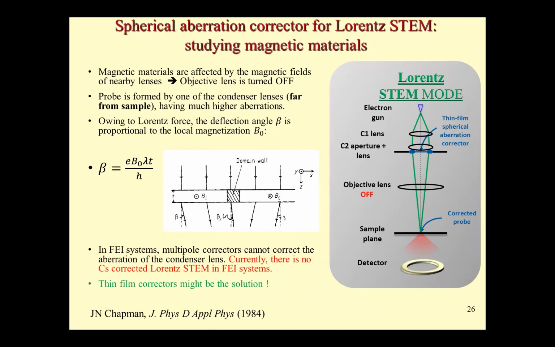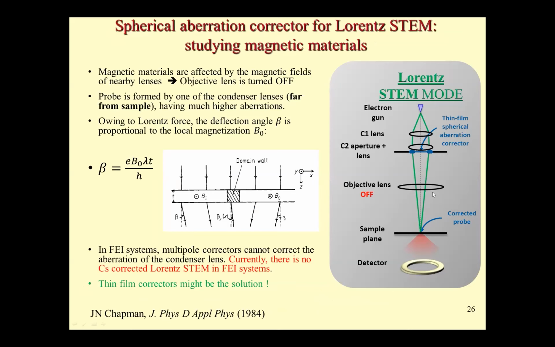Okay, so finally I come to the last topic, which is ongoing work on how to use this technology for studying of magnetic materials. So one way to study magnetic materials is what is called Lorentz. So the idea is the following. I have here some magnetic material.